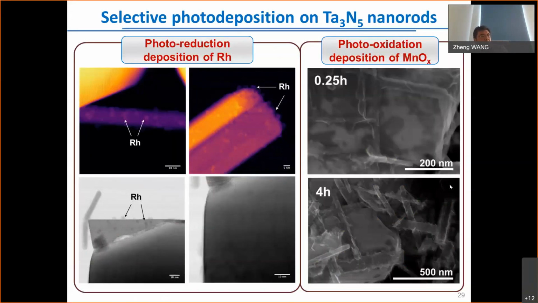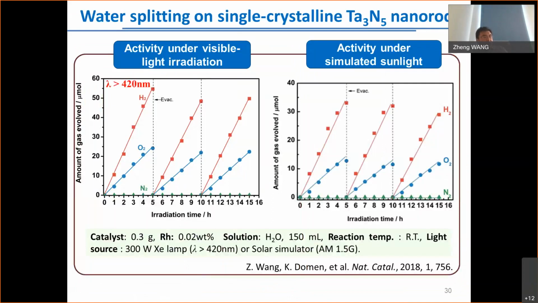Through the selective deposition of metallic rhodium nanoparticles and manganese oxide on tantalum 3N5 nanorods, it is confirmed that the active sites for the photoreduction and photooxidation were located on the tantalum 3N5 nanorods. Under visible light and simulated sunlight radiation, tantalum 3N5 nanorod single crystals which grow on the potassium tantalate were able to decompose water into hydrogen and oxygen with a stoichiometric ratio of 2 to 1. And this is the first time to achieve one-step excitation overall water splitting on the well-known tantalum 3N5 material.